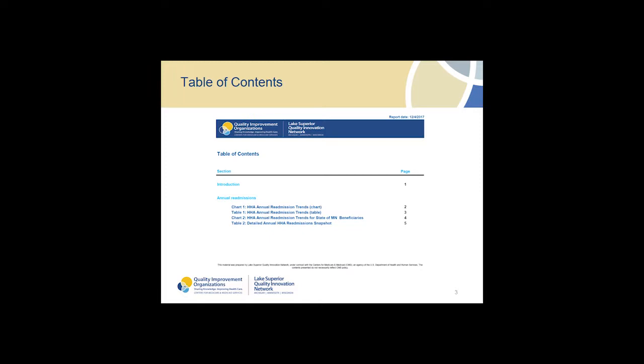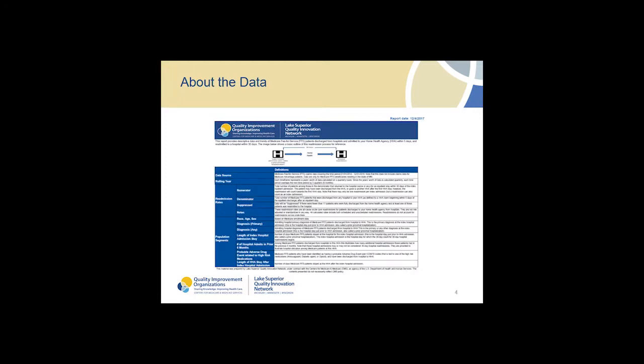The second page of your report provides a table of contents, which outlines what's coming in the pages that follow. This page shows the About the Data page. It's a high-level overview of what's represented in your report. The report provides descriptive data and trends of Medicare fee-for-service patients who are discharged from hospitals to your home health agency and readmitted to a hospital within 30 days.